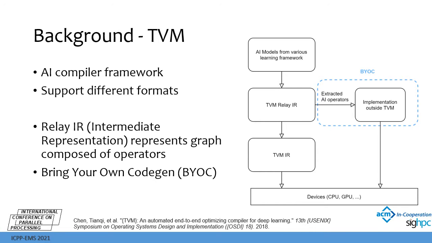In this work, we use TVM for compilation. TVM is an AI compiler framework, and it supports different AI model formats. There are 2 intermediate representations in TVM, and we target the Relay IR. Relay IR presents the AI model as a graph composed of operators. There is a feature in TVM called Bring Your Own Codegen. This feature extracts operators inside the Relay IR graph and replaces them with implementations outside TVM, and we use this method to deploy our processing in memory operations.